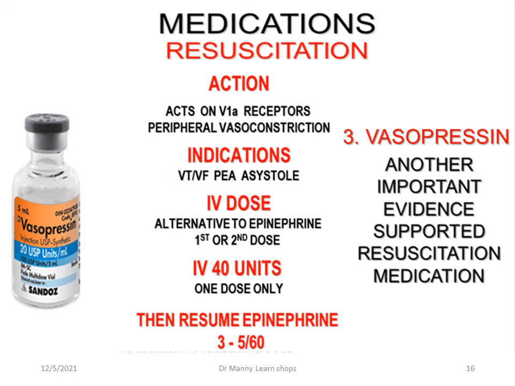Then you've got vasopressin, which is also supported in the literature. This acts on V1A receptors and causes peripheral vasoconstriction. The indications are VT, VF, pulseless electrical activity, and asystole. And it can be used as an alternative to epinephrine in the first or second dose. The dose is typically 40 units intravenously, but only one dose is given or recommended. Then resume with epinephrine every 3 to 5 minutes if required.